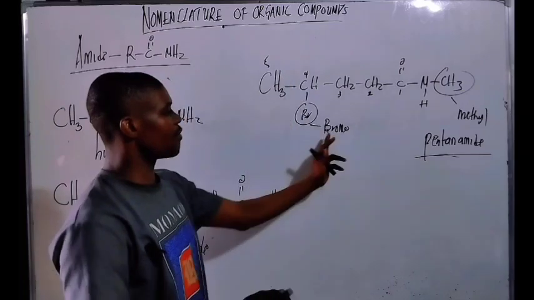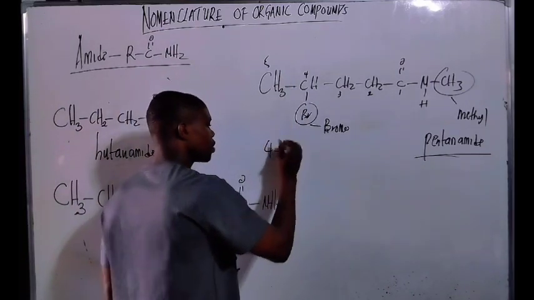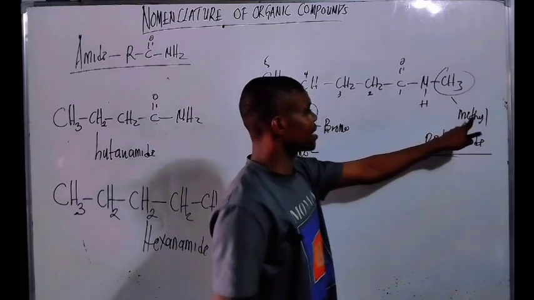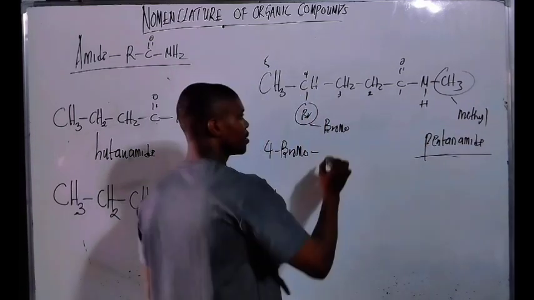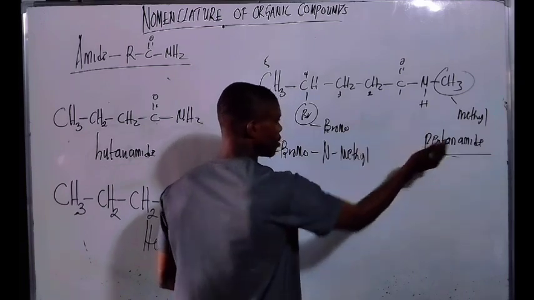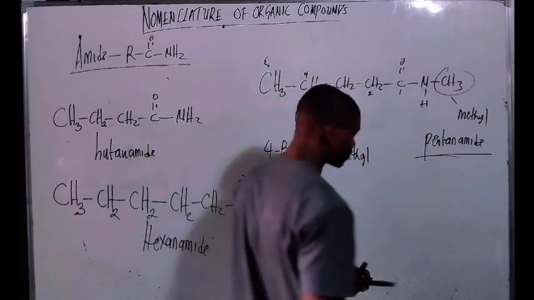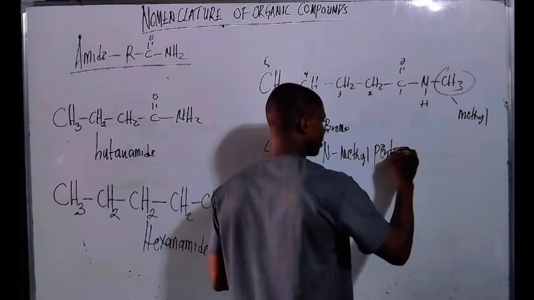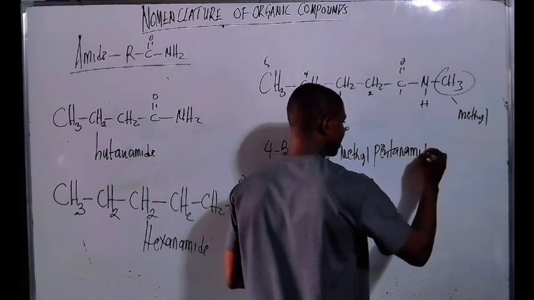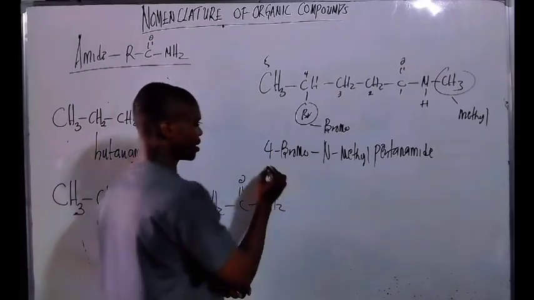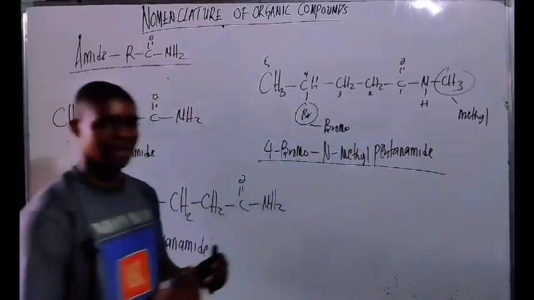So here I can number 4. Here we have bromo, so 4-bromo. Then here we have this methyl attached to N, so it's going to be N-methyl pentanamide. That is it. So 4-bromo-N-methylpentanamide. As easy as that.